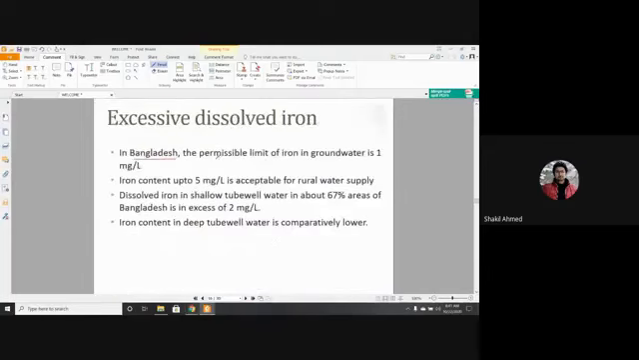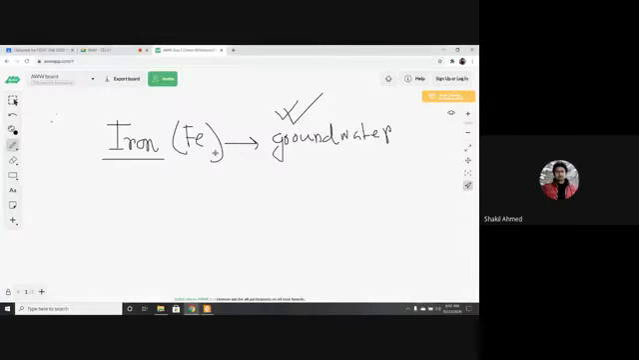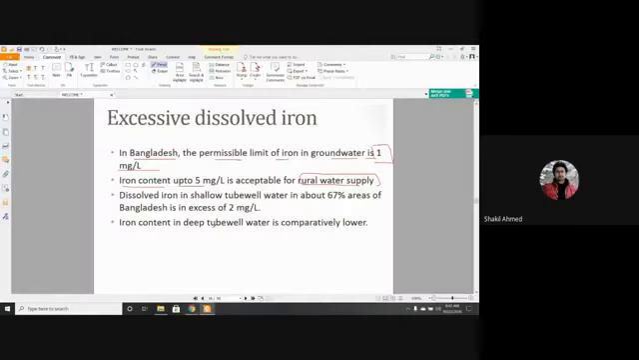In Bangladesh, the permissible limit of iron in groundwater is 1 mg/L. Iron content up to 5 mg/L is acceptable for rural water supply, for rural water supply only. So basically, the limit is 1 mg/L, according to the Bangladesh standard.